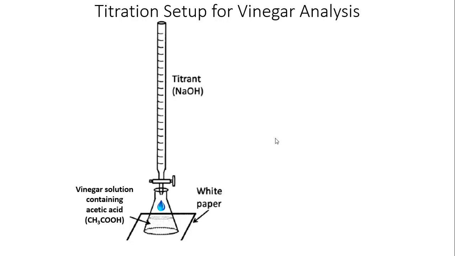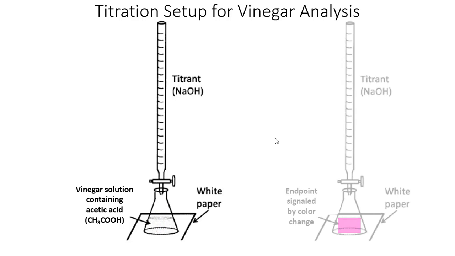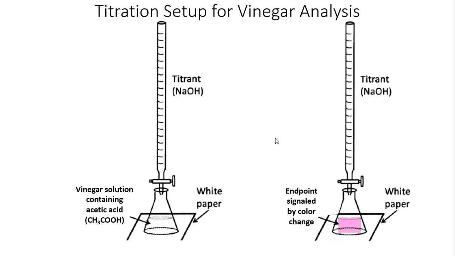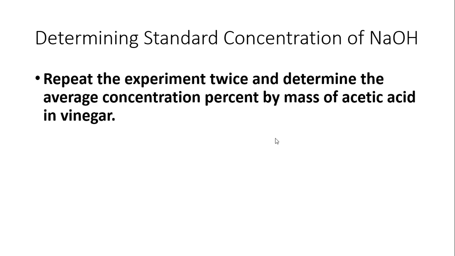All right. So here's the same setup for the vinegar analysis. You're going to have a vinegar solution, and you're going to titrate in sodium hydroxide that you know the molarity of, which is 0.16. And if you know that and it's accurate based on your standardization, then you should be able to figure out what the percent by mass of acetic acid is in the vinegar solution, right? And so that endpoint, again, is going to be signaled by a color change, because we're going to use phenolphthalein as our indicator. So you're going to repeat that experiment twice on vinegar to determine the average percent by mass of acetic acid in vinegar.